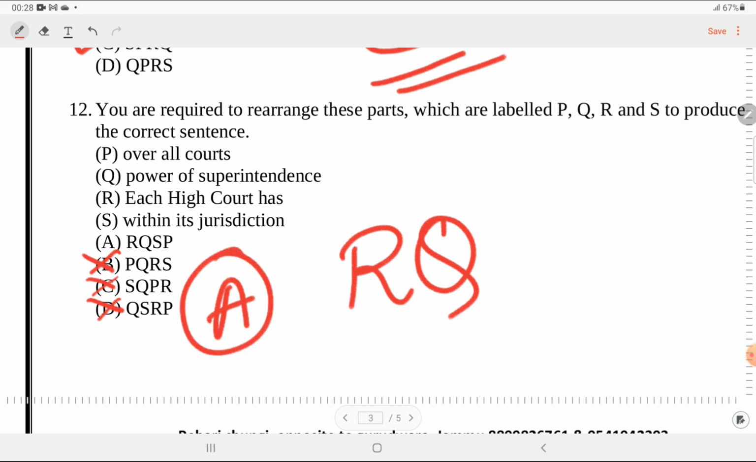It is each high court has overall courts within its jurisdiction power of superintendence. It is R, Q, S and P overall courts. I'll read it again. It is each high court has power of superintendence within its jurisdiction overall courts. So A is the correct one. R, Q and SP. Now 13th.